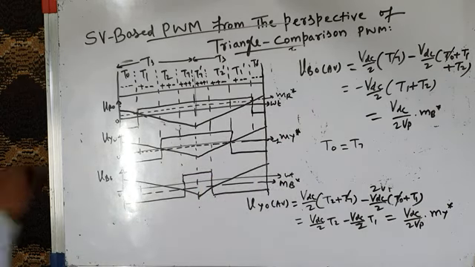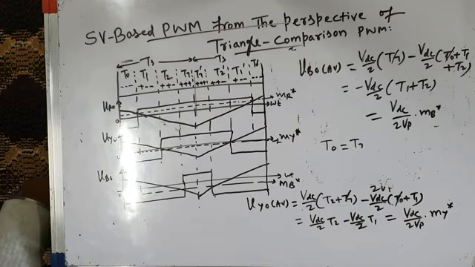Now the question is, what will be this common mode signal? What will be the nature of this common mode signal? Let us try to find out this common mode signal. Now this common mode signal should be in such a way that it divides the null vector times equally. Okay.